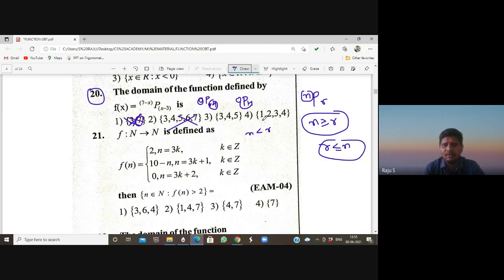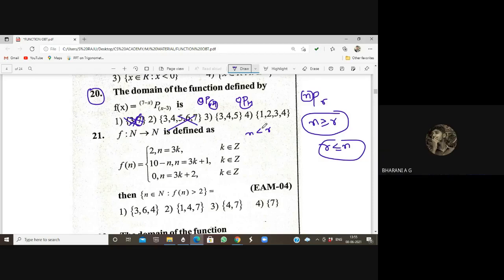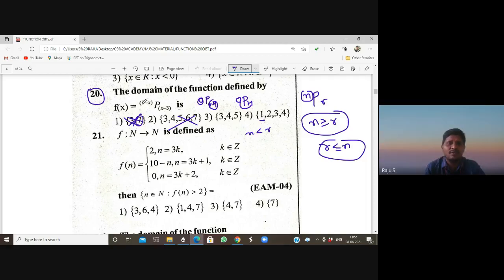Let us see the third and fourth alone. In the fourth case, if you substitute 1, what will happen? You get 6P minus 2, that is 1 minus 3, minus 2 only. Is it possible to find a permutation? No, sir. So the fourth option is wrong. So the third option: substitute any value 3, 4, 5, and it exists. Check it once.